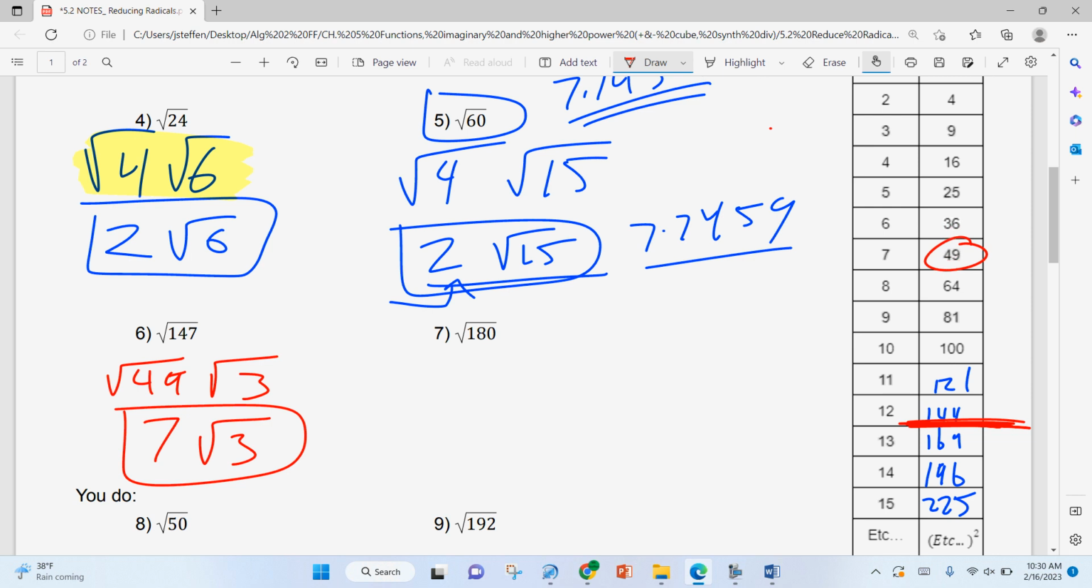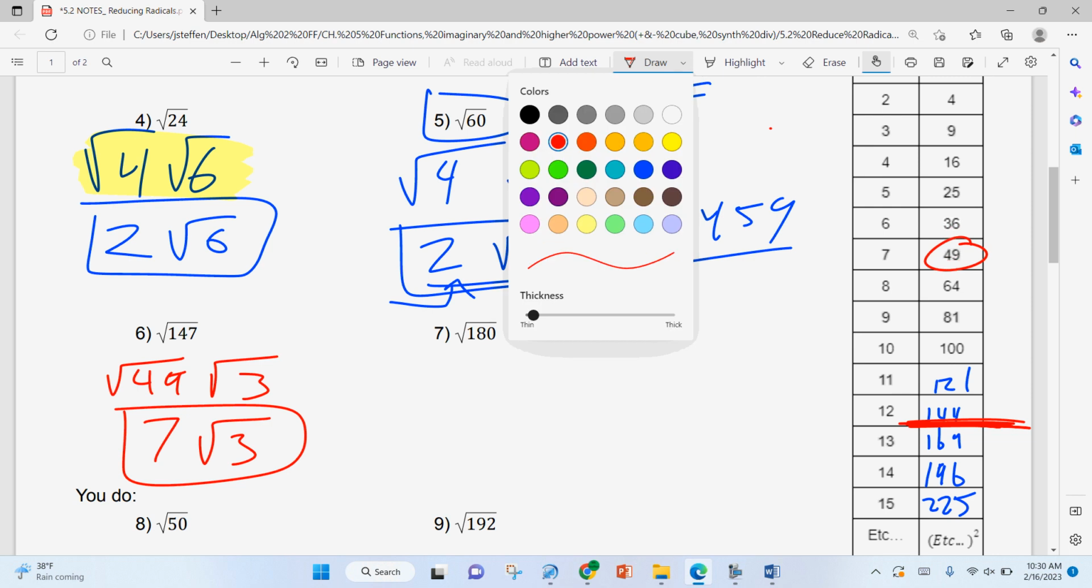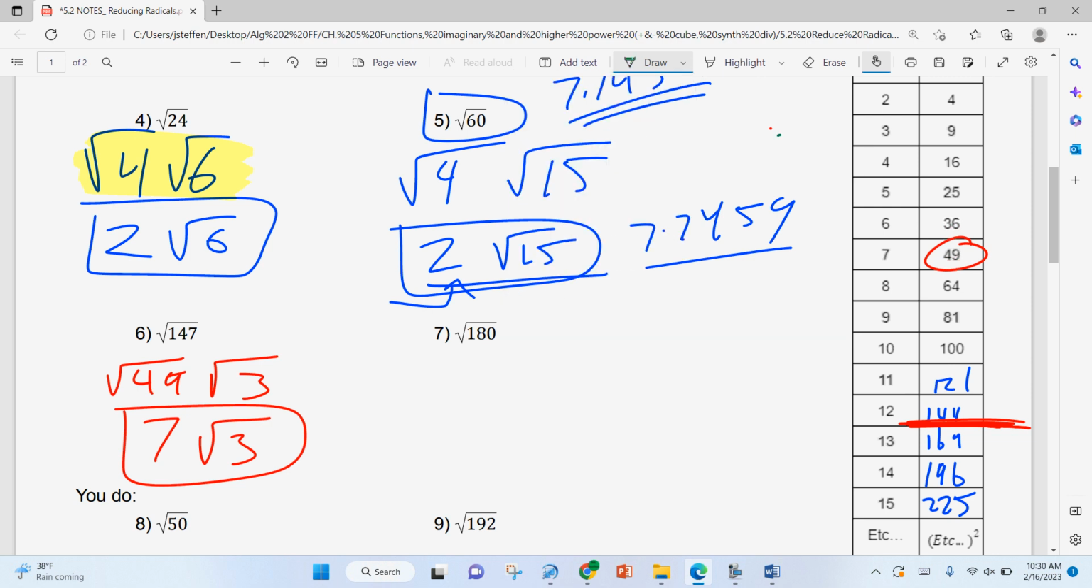So don't write this down because I'm going to erase it and we're going to redo this one. But someone in my last class for number 7, they just did 180 is 9 times 20. And the square root of 9 is 3. So that's how they did this one. That's perfectly fine. That's awesome. You did 2 numbers that multiplied to be 180. One of them, the 9, is from our list, so it reduced down really nicely.